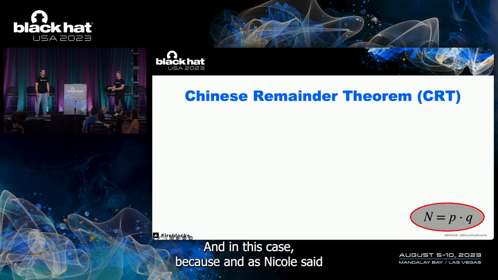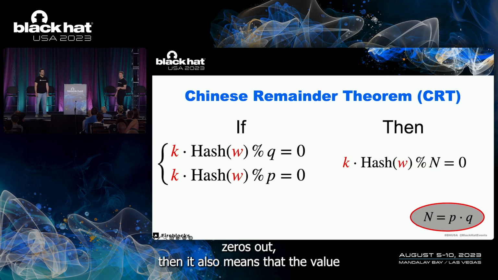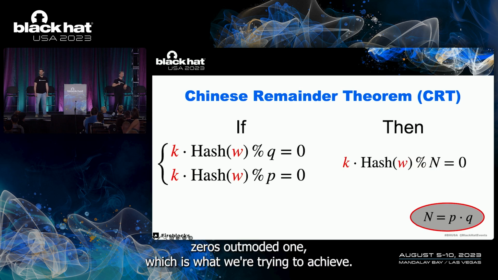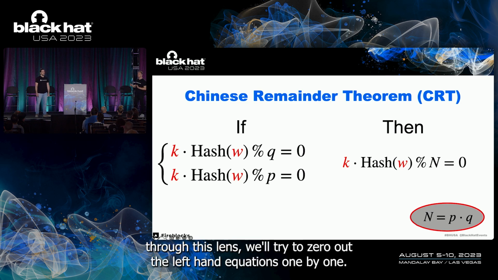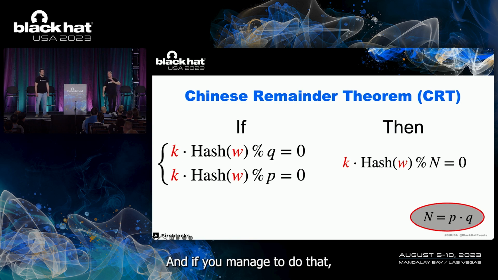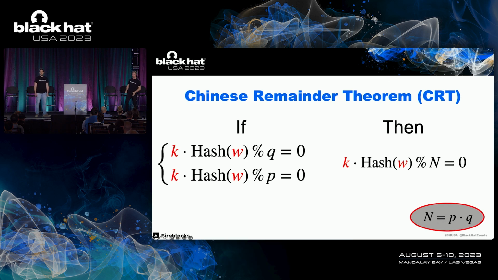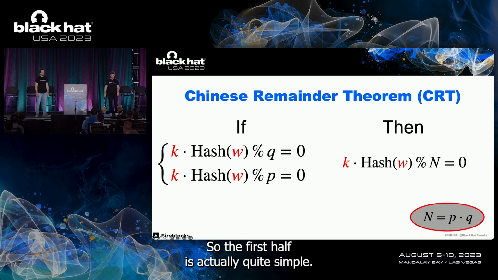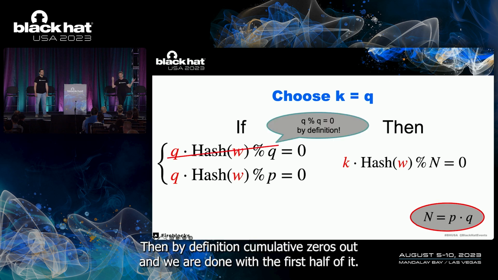In this case, because n, as Nikos said earlier, is a product of two prime numbers, if the value we're trying to zero out modulo each one of those primes zeroes out, then it also zeroes out modulo n, which is what we're trying to achieve. So looking at it through this lens, we'll try to zero out the left-hand equations one by one. If we manage to do that, we will have achieved our goal of zeroing out the right-hand equation. The first half is actually quite simple. We choose k, so we could choose k to be equal to q. Then, by definition, q mod q zeroes out, and we're done with the first half.